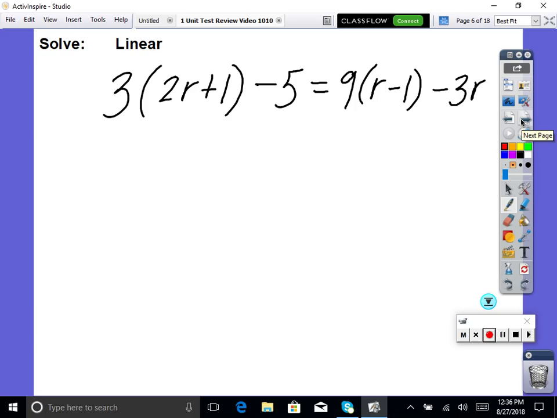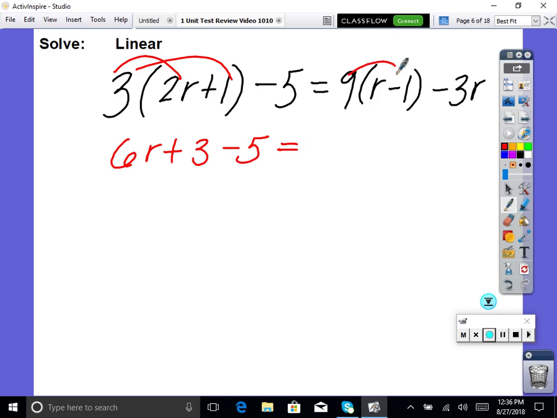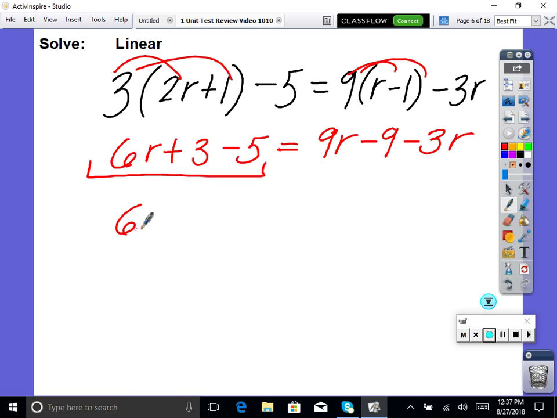Okay, so it says solve. So we would need to take 3, distribute it in. So that would be 6r plus 3 minus 5 is equal to, we would take 9, distribute it in. 9r minus 9 minus 3r. Combine like terms on this side very carefully. 6r minus 2 is equal to, combine like terms on this side, 9, 8, 7, 6. So positive 6r is minus 9. Now we'd solve for r.